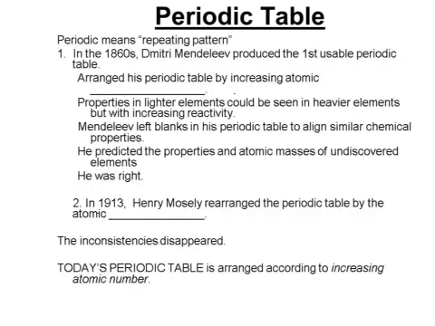And it was about 50 years later that Henry Moseley came through and rearranged the periodic table according to increasing atomic numbers. Those inconsistencies that were there finally disappeared. This is how the modern periodic table is arranged today, by increasing atomic number. And Henry Moseley was an English chemist that came up with this.